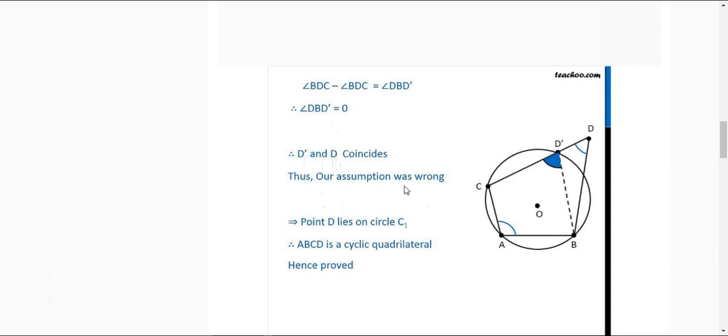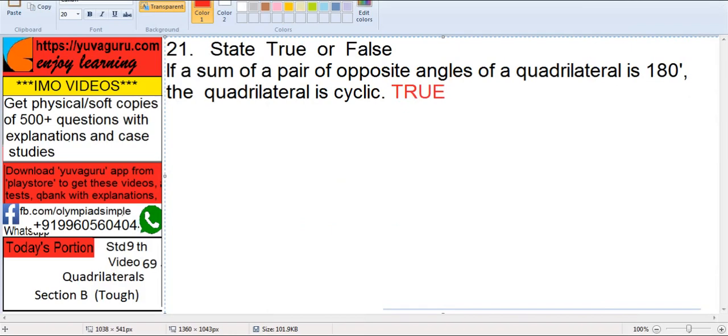That further proves that A, B, C and D lie on the same circle. Hence the quadrilateral becomes cyclic. So it is true.